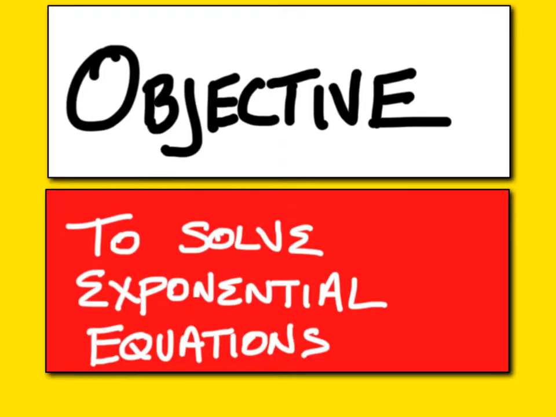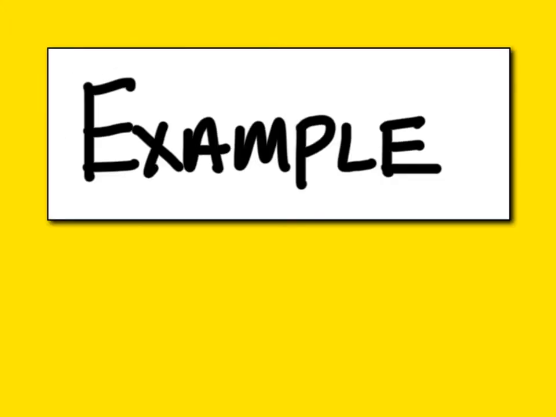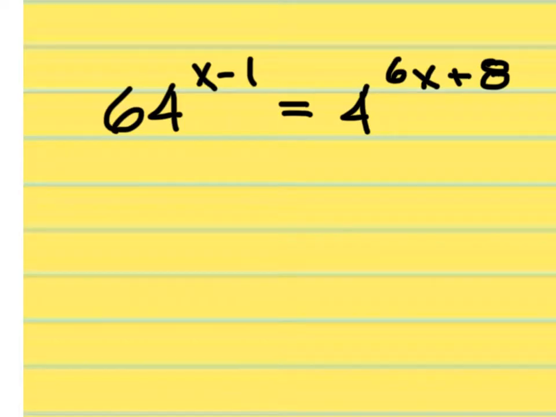The objective is the same, the problems are a little different. So we're going to solve exponential equations in just a little bit different way than we did yesterday. Here's the first example: 64 to the x minus 1 power, and then you'll have 4 to the 6x plus 8 power. Here's just somewhat of a review from yesterday.